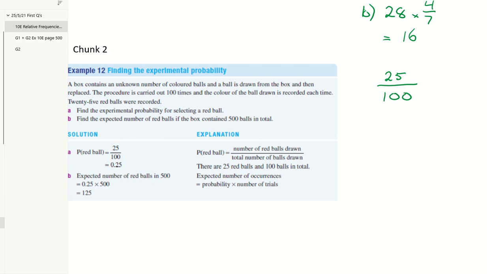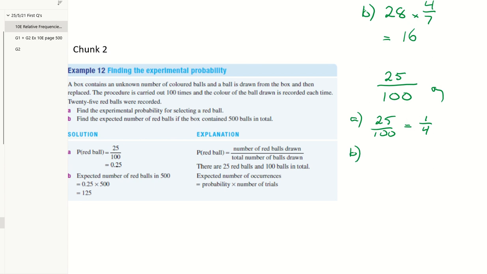Now, the question is asking me first, what is the experimental probability for selecting a red ball? Well, that is simply what I've got up here. So my probability is going to be equal to 25 out of 100. Put that in my calculator as a fraction, push equals, and it will come up as a quarter. So I am done with that first one.